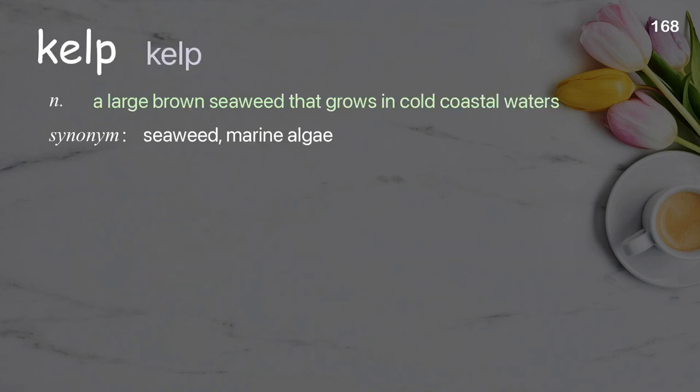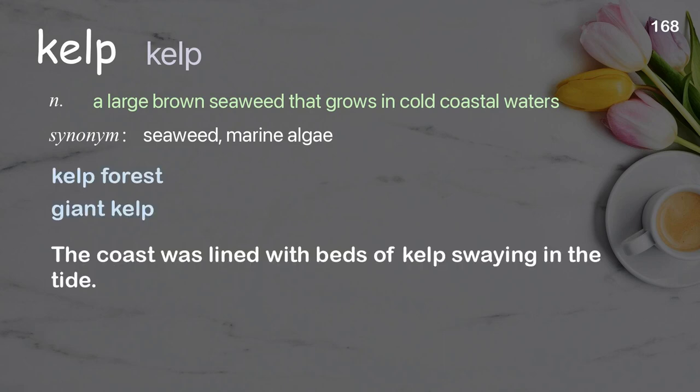Kelp: a large brown seaweed that grows in cold coastal waters. Examples: kelp forest, giant kelp. The coast was lined with beds of kelp swaying in the tide.